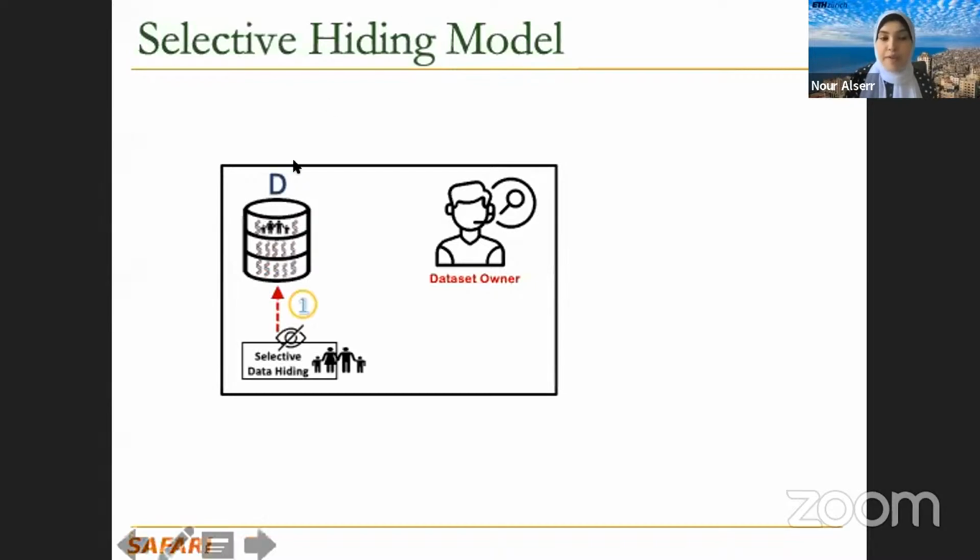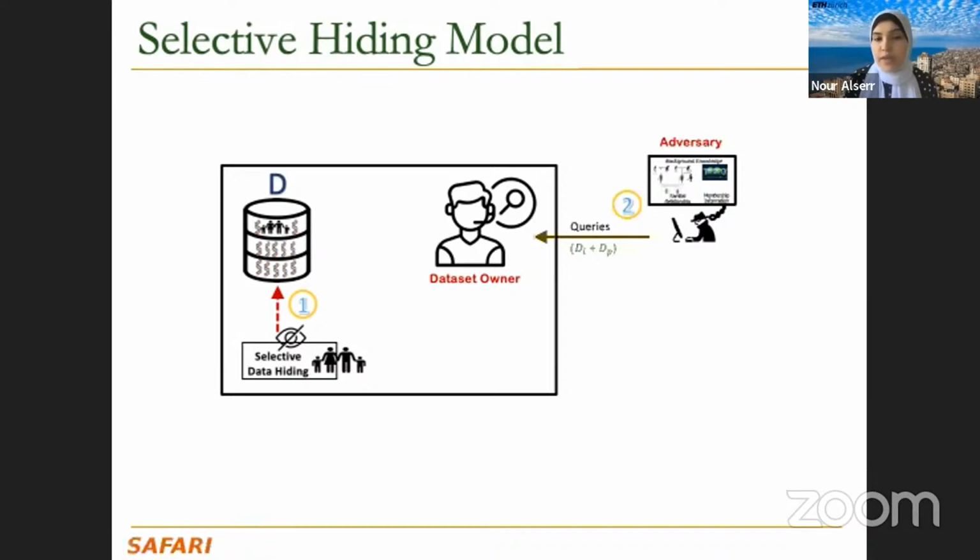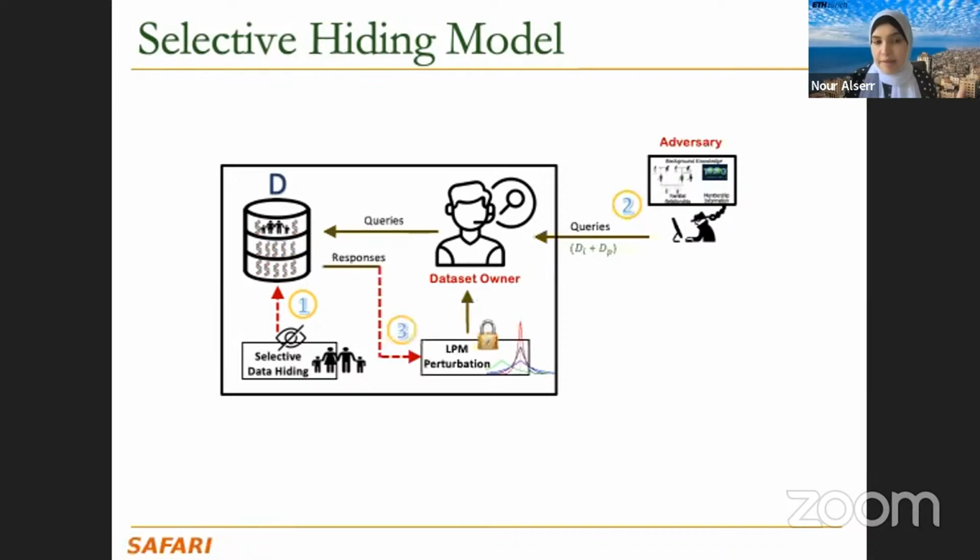Imagine we have dataset D. When family members join the dataset, we hide some parts of the SNPs which can reveal the kinship between them, which can reveal sensitive information between the family members. So the idea here is to distort the correlation, and then we can use differential privacy. Now when the adversary tries to query the dataset, we can add the Laplace perturbation mechanism, the standard differential privacy.